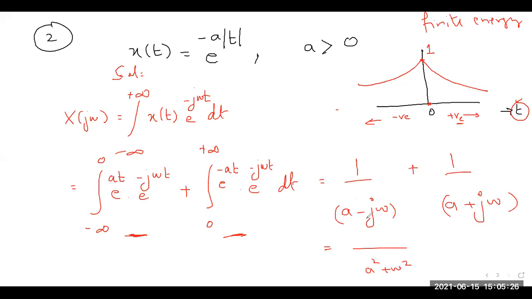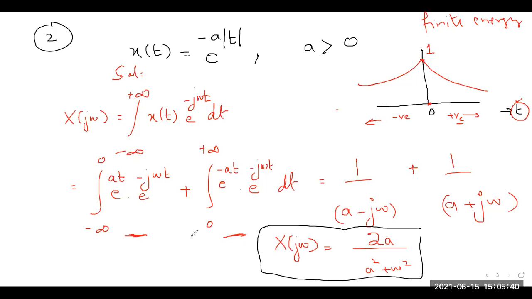because these two complex numbers are conjugate of one another. So a square plus omega square, and in the numerator you get 2 times a. So this is the Fourier transform of the given signal. If you look at this expression, this is real. So for this signal, the Fourier transform is not complex. It is real. Its imaginary part is 0.